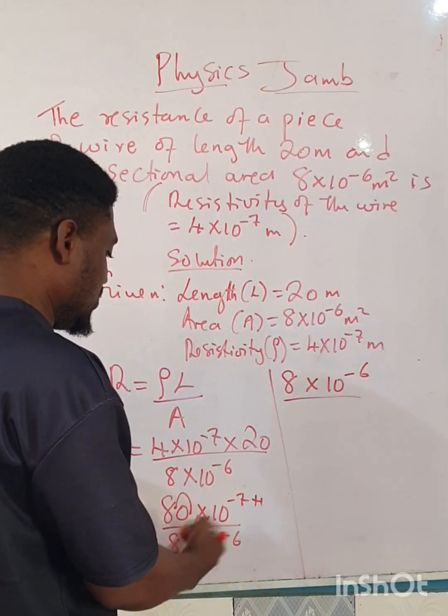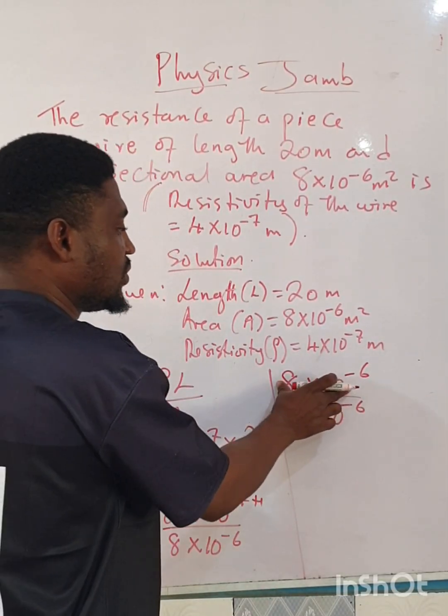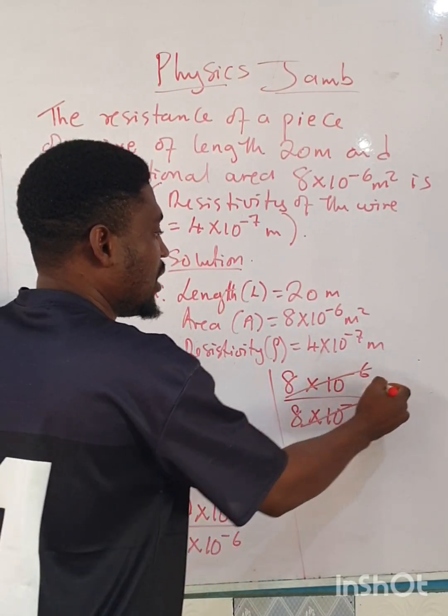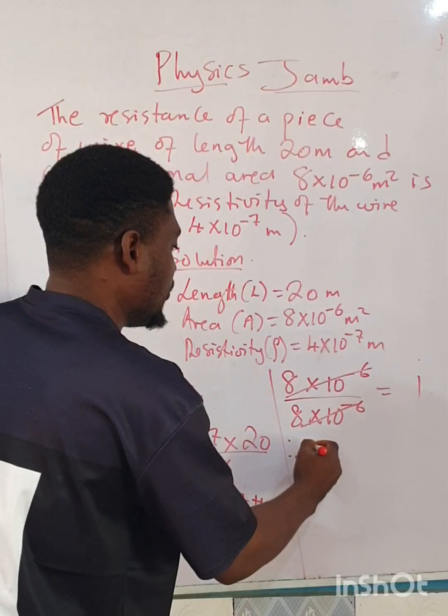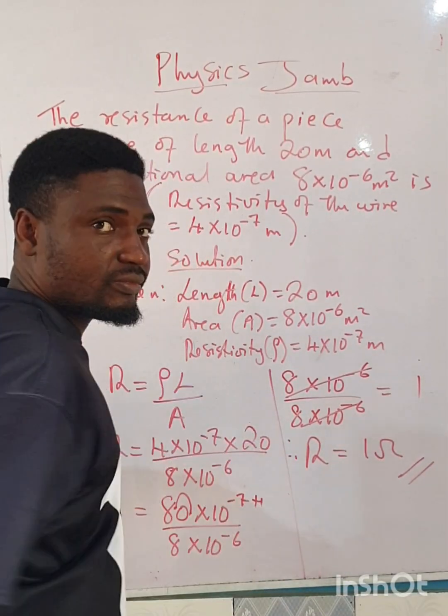Then you divide all these by 8 times 10 raised to the power minus 6. You can see that there is 8 here and 8 there, and 10 to the power minus 6 and 10 to the power minus 6, so everything will cancel out and give you 1. Therefore, the resistance of the wire will be 1 ohm. That's it.